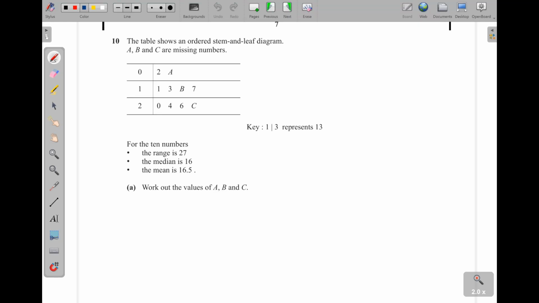Question 10 is coming from statistics, particularly from stem and leaf diagrams. The table shows an ordered stem and leaf diagram. A, B, and C are missing numbers. So these are the ones in here.